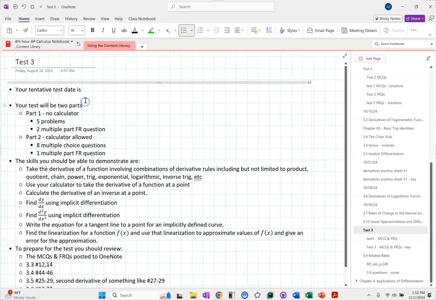So I want to just walk through the test 3 description that I put up on my Notre Dame page. There are 2 parts. The first part is the no calculator piece. This one is going to contain 5 problems and 2 multiple part free response questions. The multiple choice questions are going to be the calculator portion this time, so we're just moving things around a little bit. There'll be 8 multiple choice and 1 multiple part free response question.